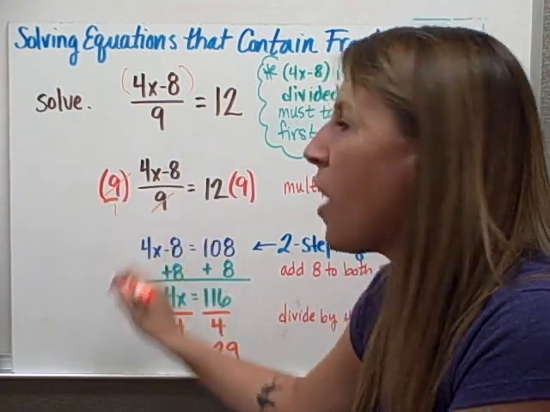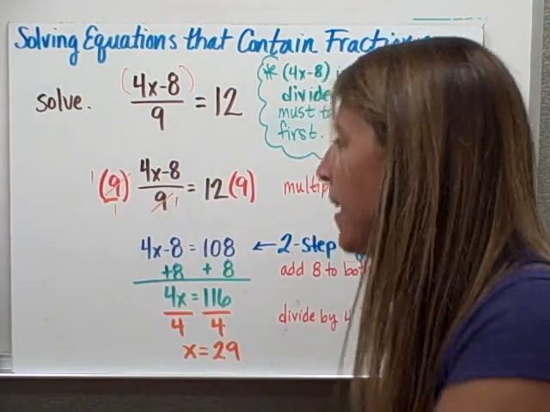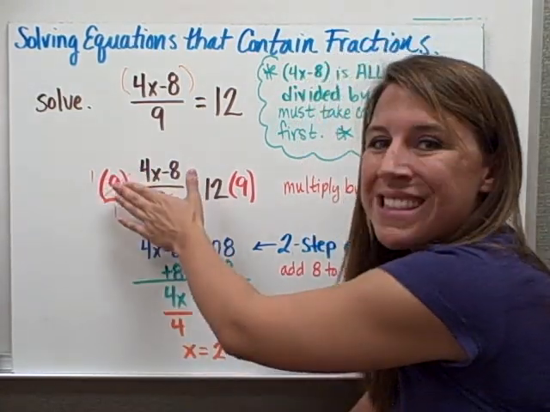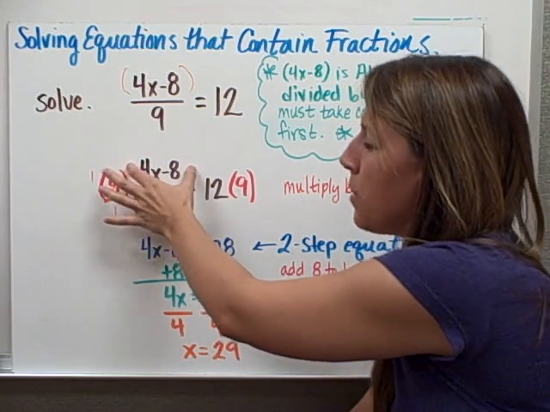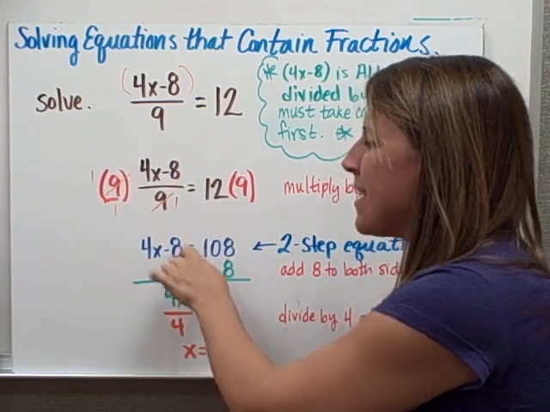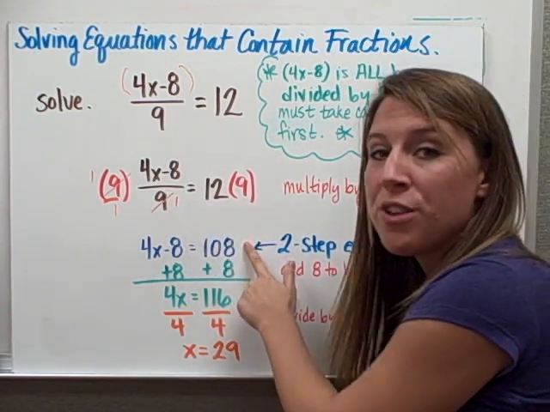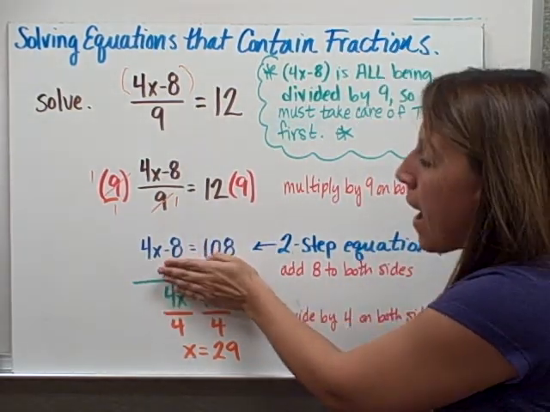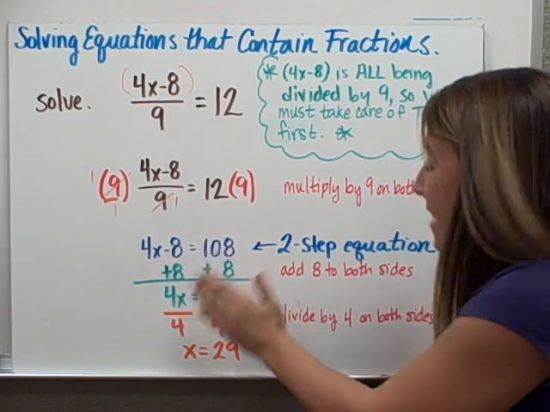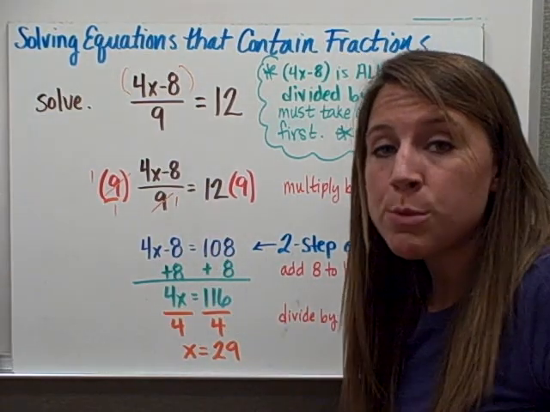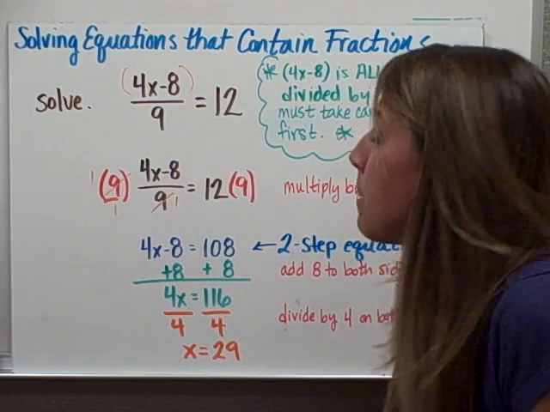and that these would cross cancel and simplify to 1, this leaves me with what's left, as this numerator, 4x minus 8. And because I have to multiply by 9 on both sides, 12 times 9 is 108. I am here. 4x minus 8 equals 108. This is a two-step equation. So at this point, you should be comfortable with solving the two-step equation.